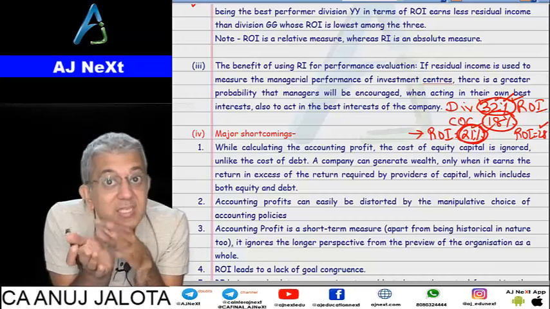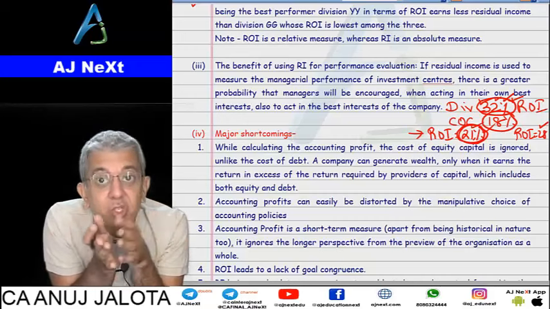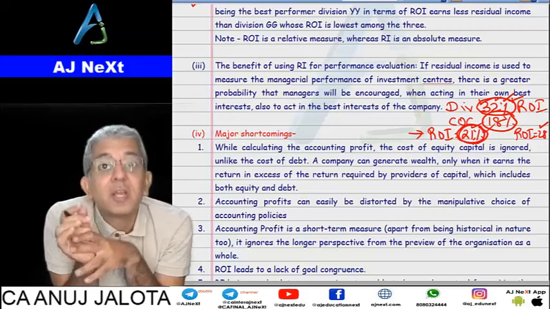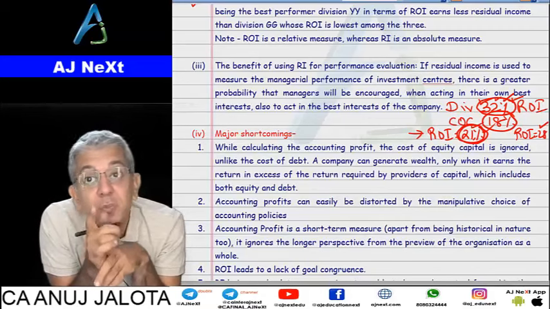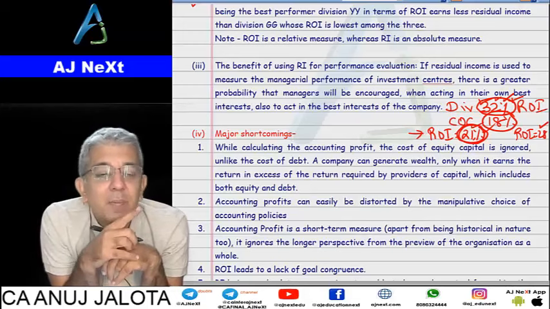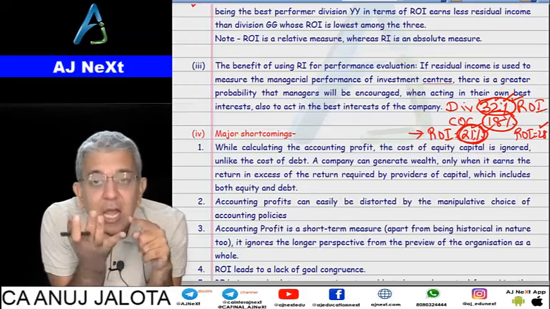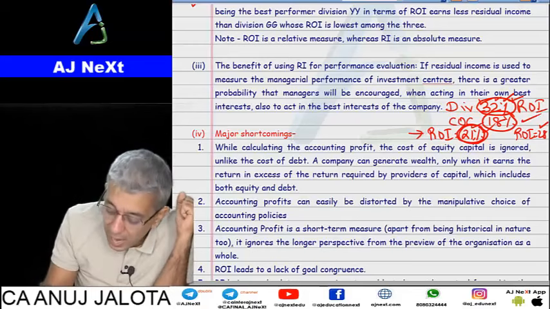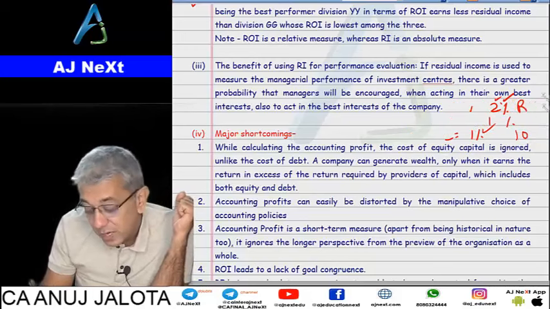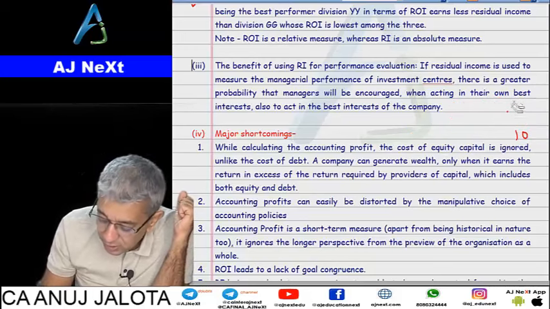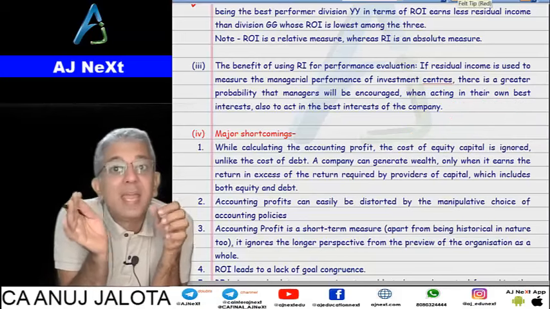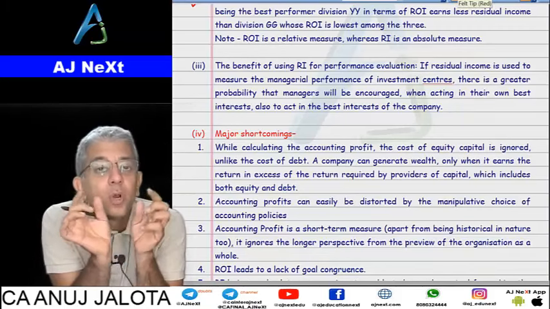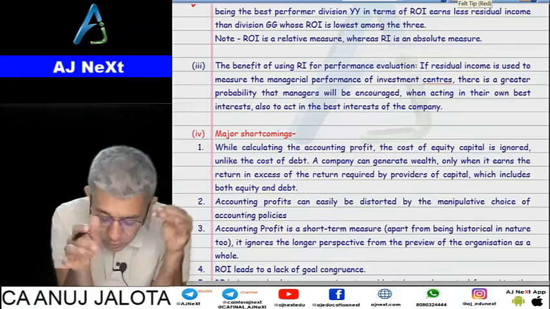So therefore, this division will get encouraged to accept this particular project only if we are going to be evaluating this division based upon the RI approach. RI approach is residual income. It sees how much you are going to be getting over and above 18%. So the RI approach sometimes is very useful to encourage the divisions to perform better and to accept those proposals which give more value or more extra amount to the company. That is whatever is written over here.